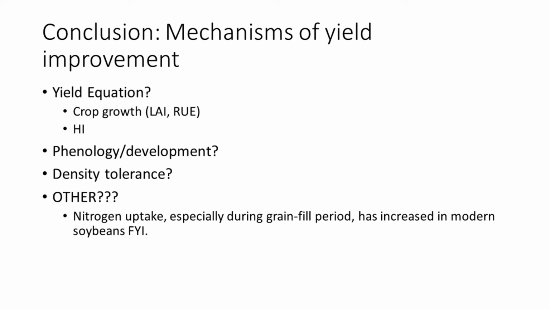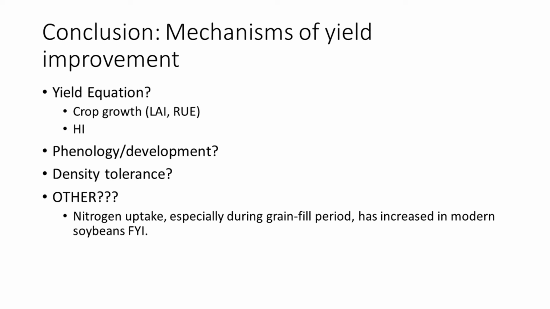In conclusion, what were the mechanisms of yield improvement that breeders used to increase soybean yields, that pure G component of soybean crop production in Ontario, independent of environment, independent of management? Let's start first with the yield equation. Did total soybean growth increase with breeding? Total biomass accumulation, in other words. And the answer is the jury is still out.